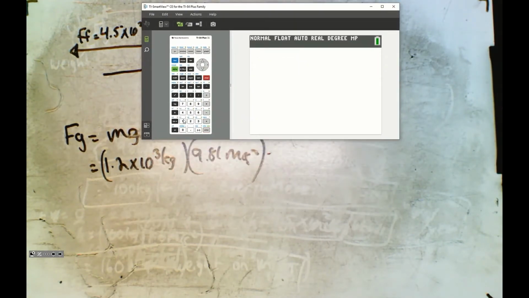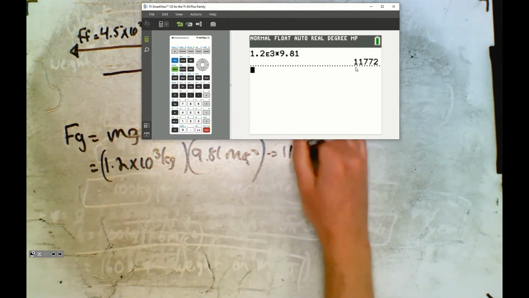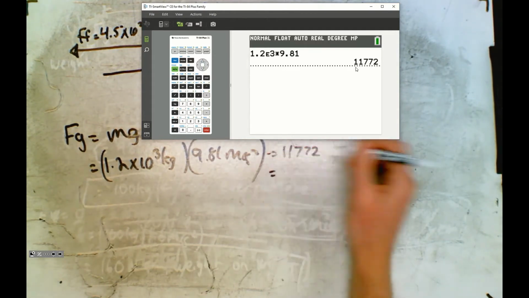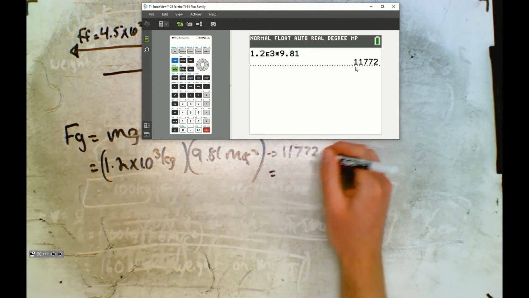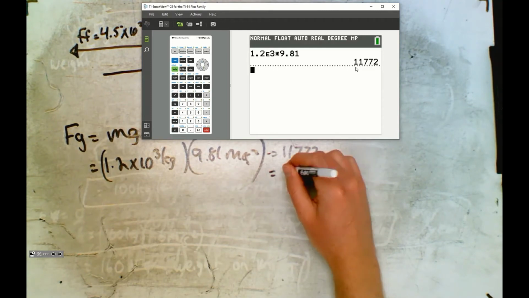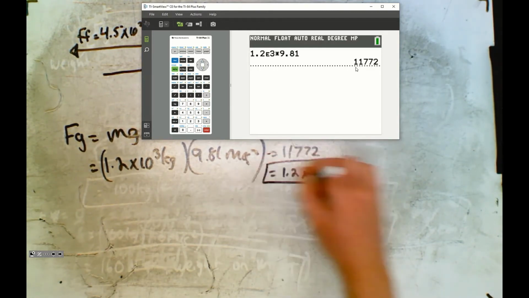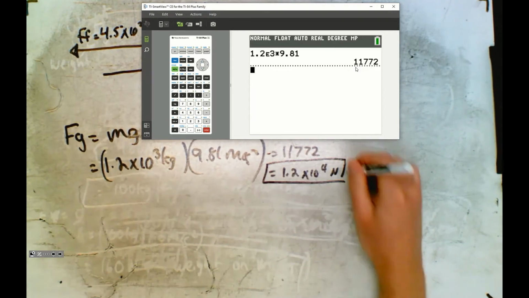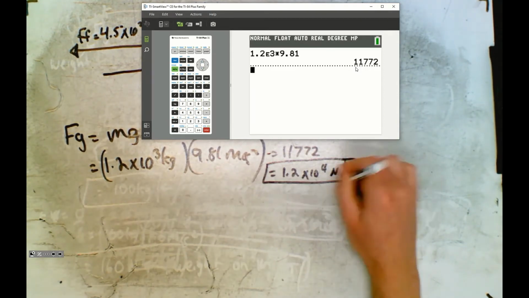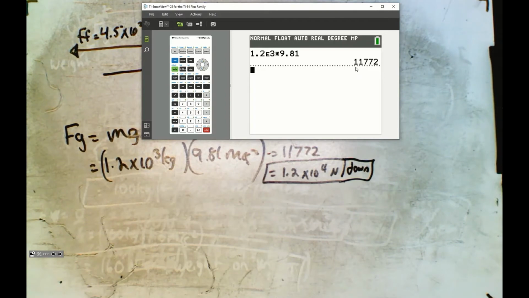So we go 1.2 times 10 to the 3 times 9.81, and we get 11,772. We have 2 sig digs in the question, so 1.2 times 10 to the 4 newtons would be the best answer. And you could even put down, but if it's just asking for weight, we know it's down.